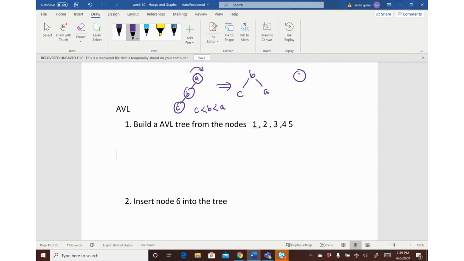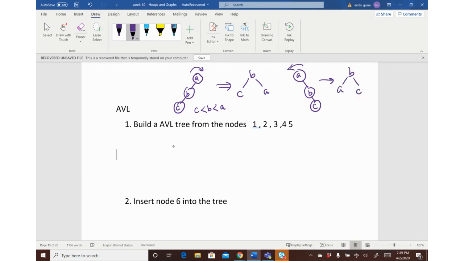The same with this one. If you have A, B, C, in this case, A is the smallest, B is the second smallest, C is the largest. In this case, you do a rotation, you will get B, A, C.